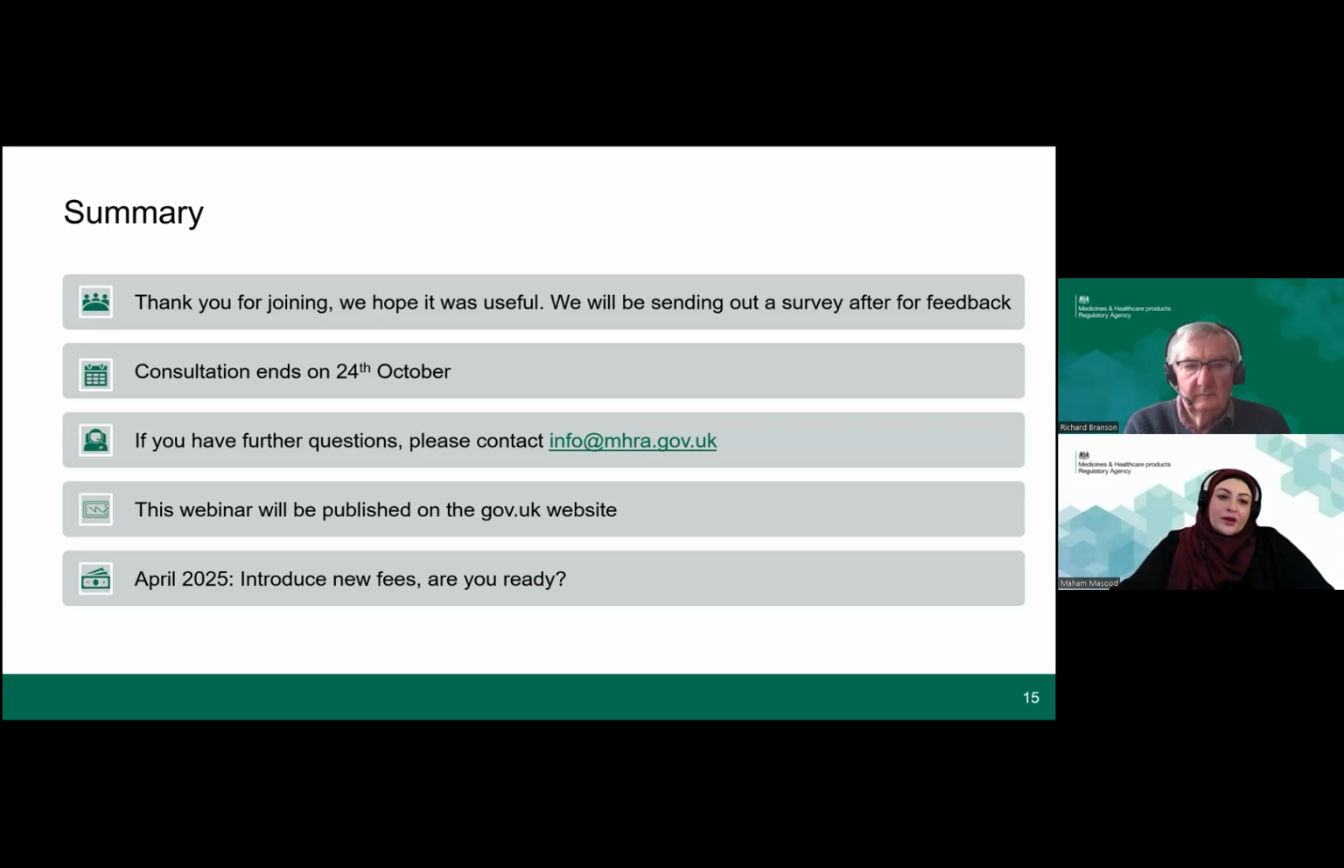And just another reminder, the fee proposals that we are currently talking about, we aim to introduce them on the 1st of April 2025. And we hope that this has been communicated clearly, and we will continue with ongoing engagement. So we hope you are ready and preparing your businesses accordingly for the new fee uplift.